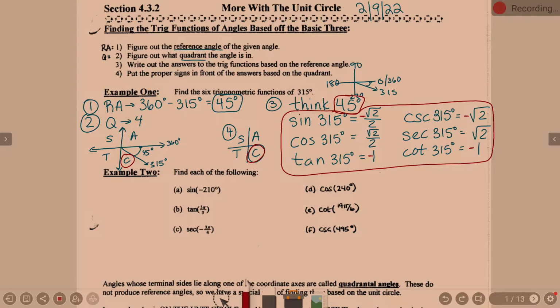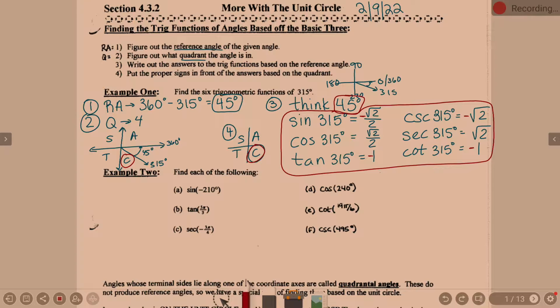Okay, guys, let's look at a little bit of example 2. So, example 2, basically we're doing the same thing, except instead of finding all 6, we just want to know 1. And we've got some fancier angles to work with. So, sine of -210. How do you feel about -210? We're going to want to find a coterminal angle.